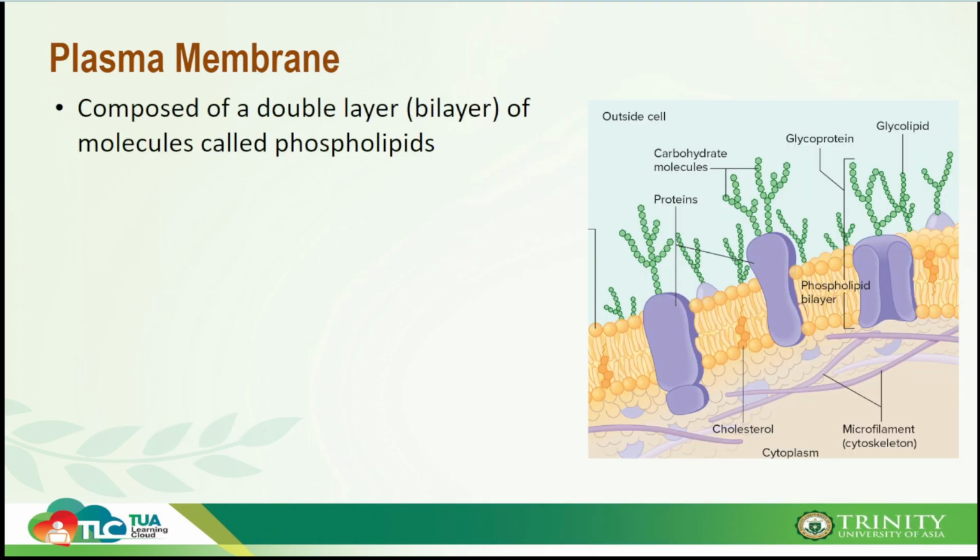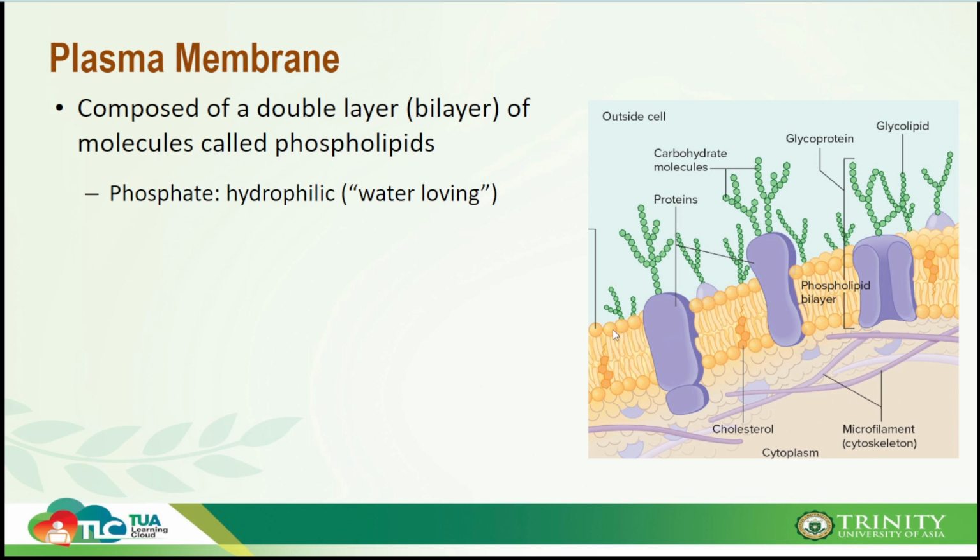So the plasma membrane, as you know from your human anatomy and physiology, is composed of a double layer, or better yet, a bilayer of molecules called phospholipids. So remember these globules that you have here? These circular globules that you have, these are your phosphate heads. And these phosphate heads are described to be hydrophilic or water-loving. So they are called water-loving because they can come in contact with the fluid or the water which is found outside the cell, and they can also come in contact with the fluid that is found inside the cell.